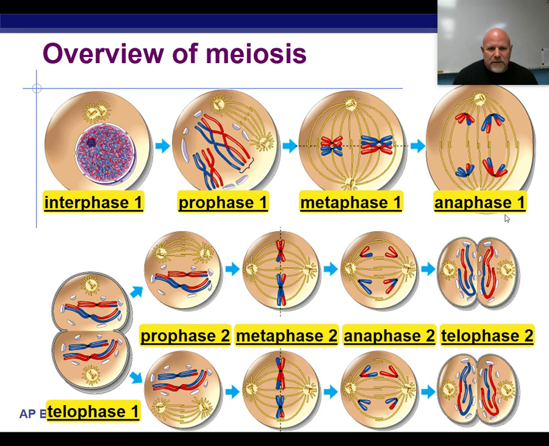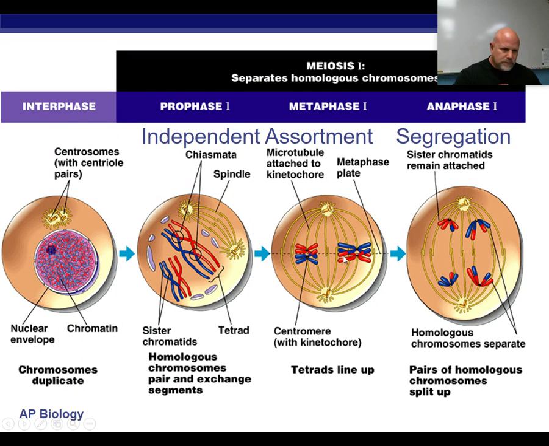And then the second part of meiosis is almost identical to mitosis. You have single chromosomes lined up on the central plate, and you pull sister chromatids apart just like you do in mitosis. All of the cool stuff that takes place in meiosis takes place in the first division.